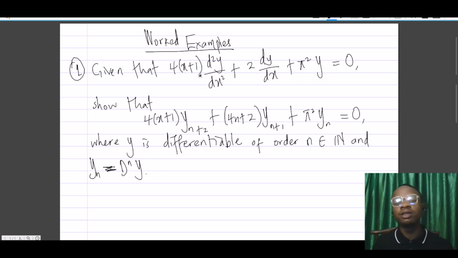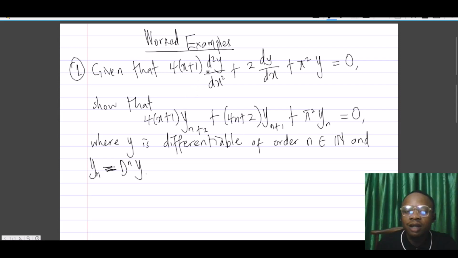We are given this relationship for y. We can see that this is the second derivative of y, d²y/dx². This is the first derivative of y. This is the zeroth derivative, so to speak, of y, that's y itself. And now we're given this expression. We want to show that this is true. So just look at this closely.